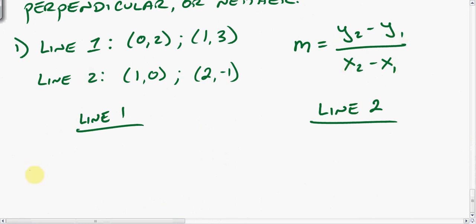So for line 1, we need to pick a starting point. So I'm going to start with this point. I'm going to look at the y value, which is the second part of the ordered pair. So I've got 3 minus 2, and that's going to go over x2 minus x1. Remember, I started with this point, so I have to continue to start with it. So it's going to be 1 minus 0. So 3 minus 2 is 1. 1 minus 0 is 1. So line 1 has a slope of 1.